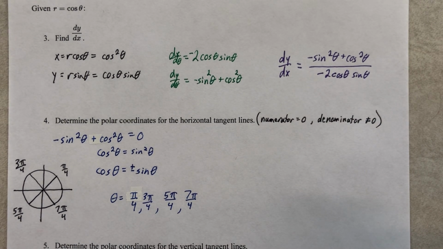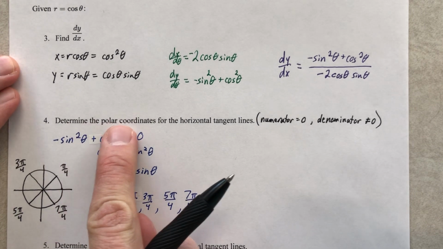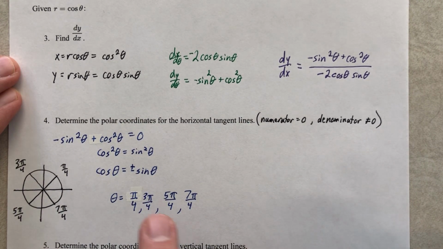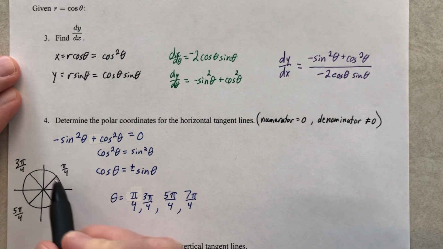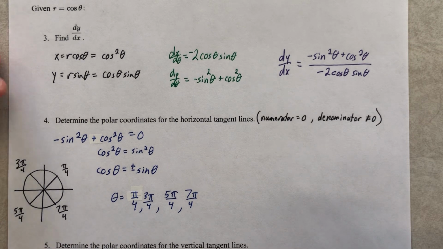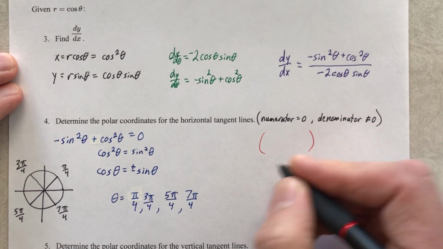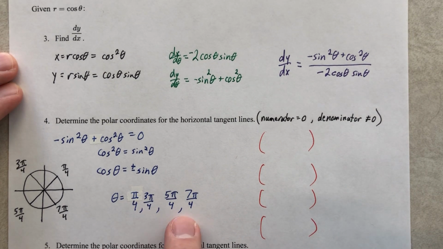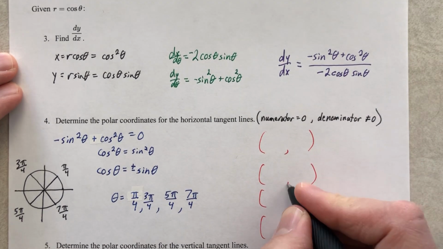So let's actually answer the question, and I'm going to use red for once. Determine the polar coordinates for the horizontal tangent lines. Now, if you want to get technical, this could go on another cycle and another one, but we're just going to stick to 0 to 2 pi. So we are going to have 4 answers. How do you know there are 4 answers? Because I said so, that's why.